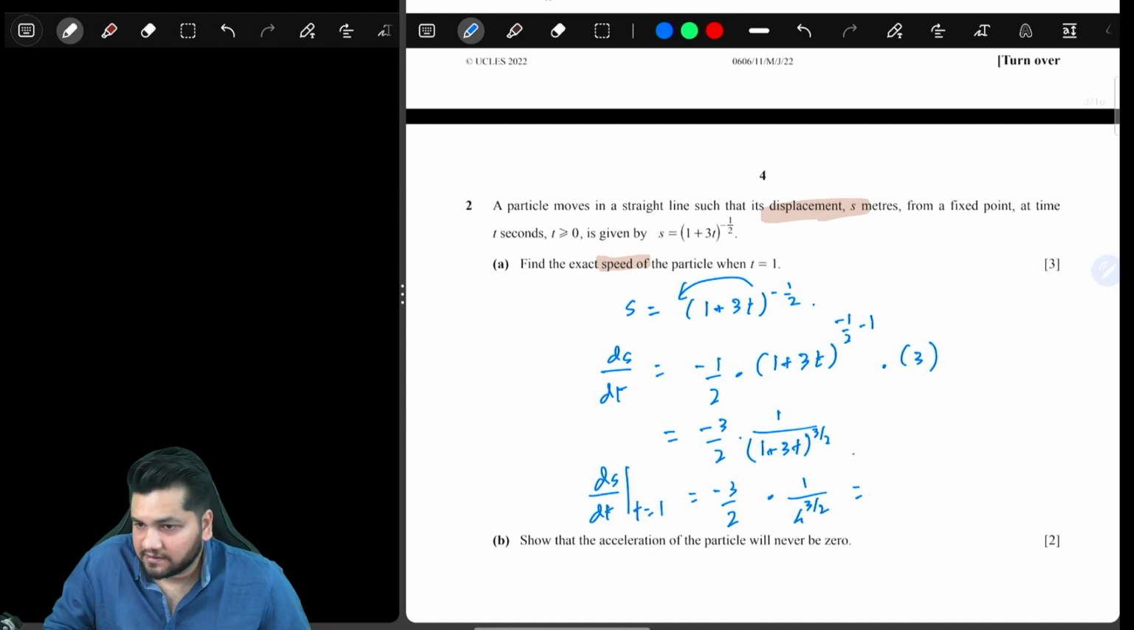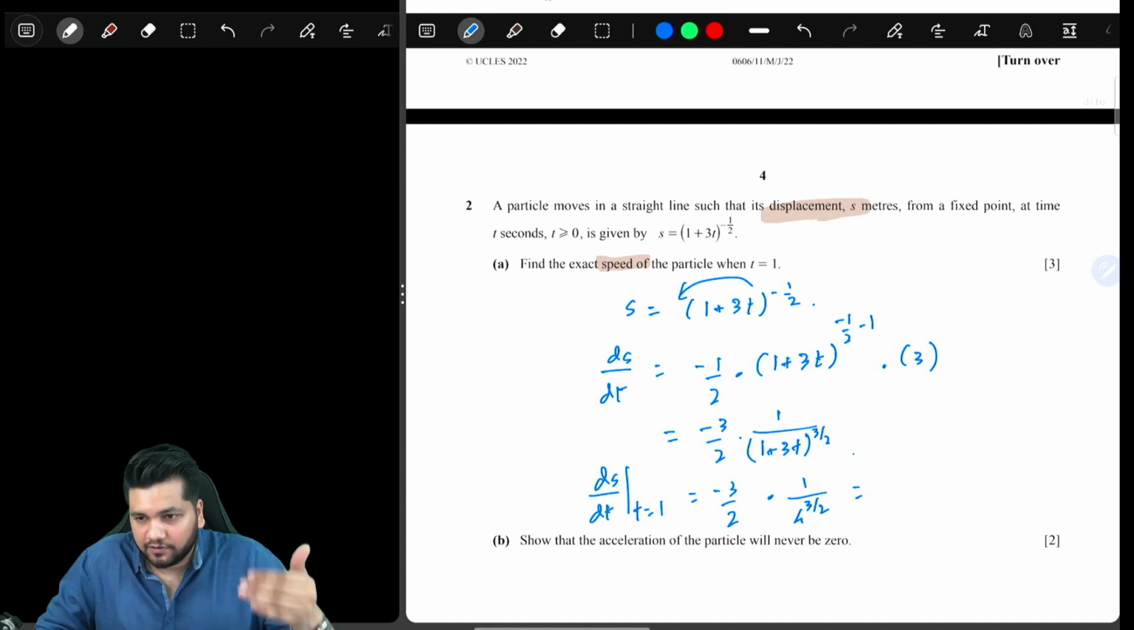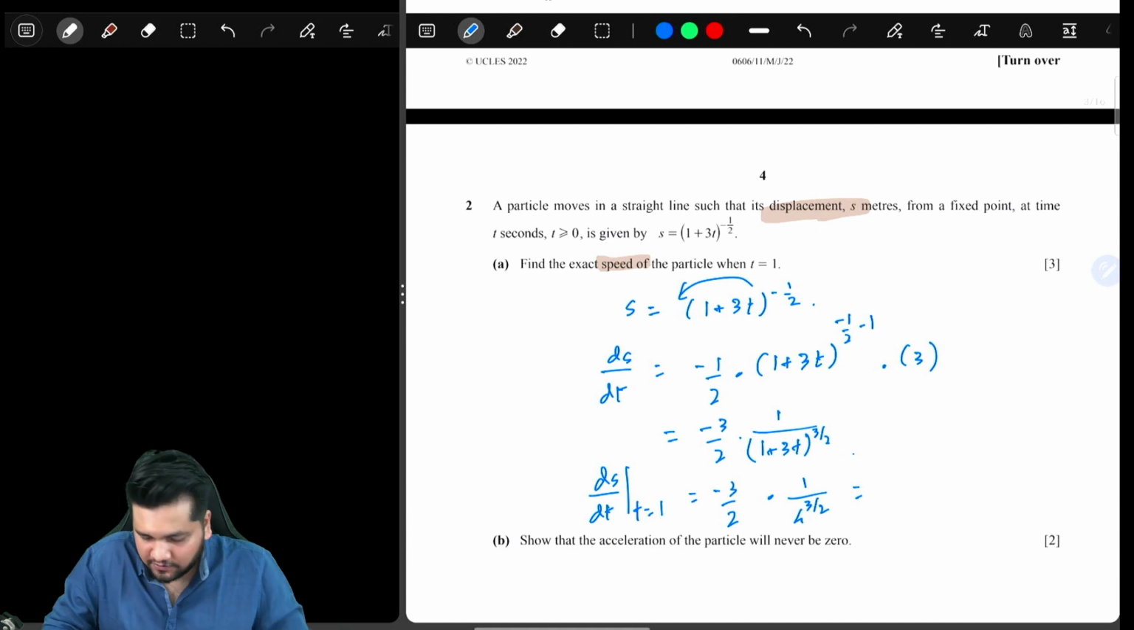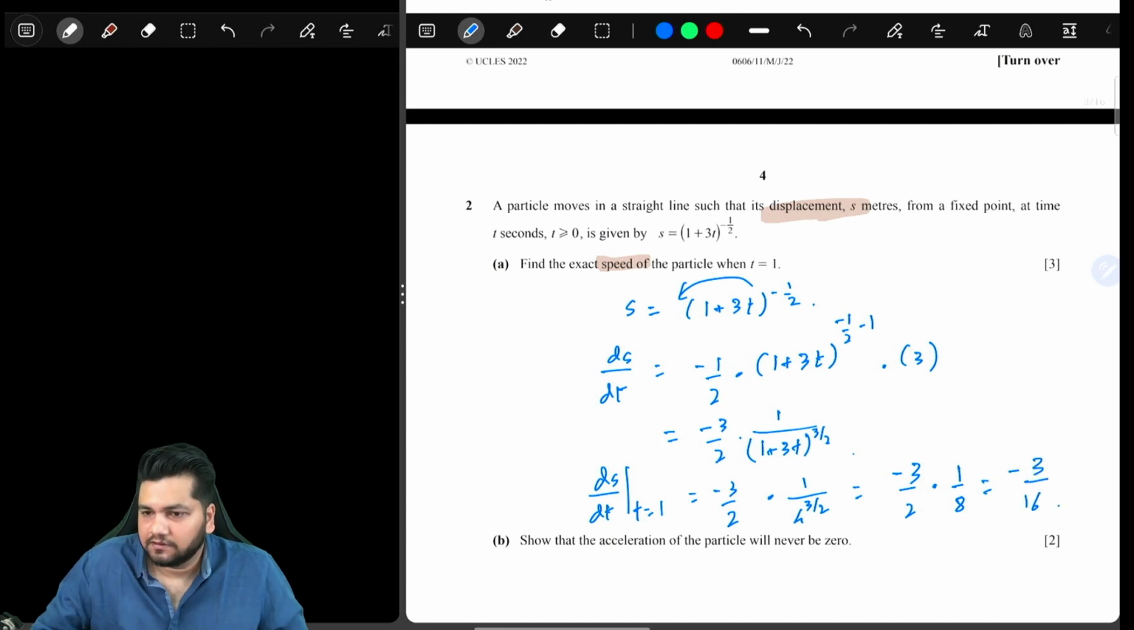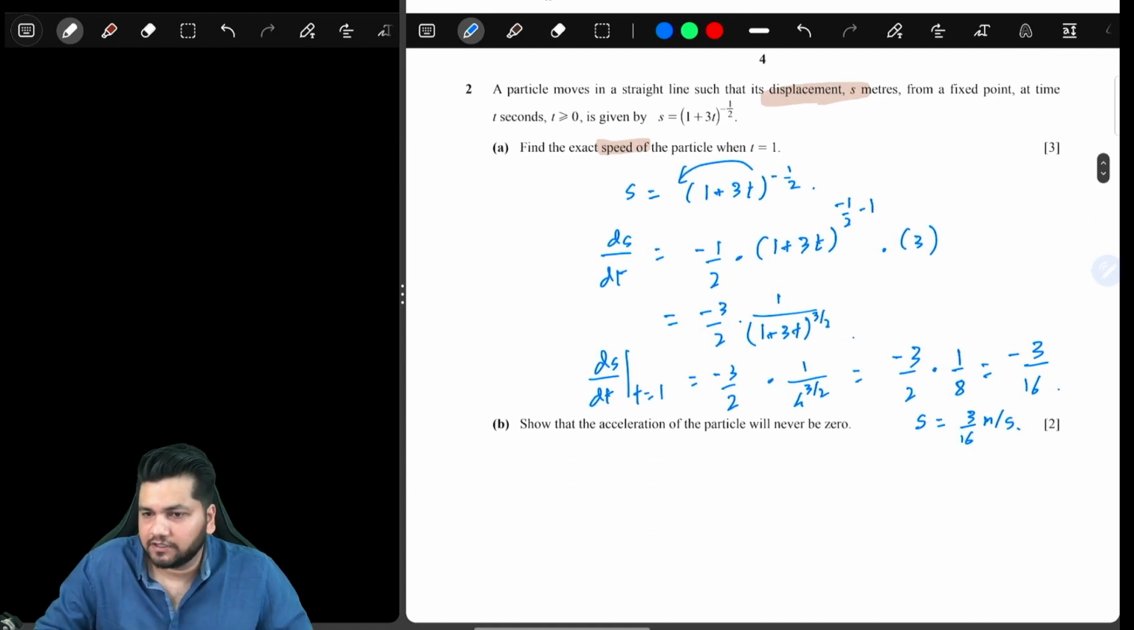Now this is all indices. So 4 to the power of 3 by 2. So it's going to be the square root of 4, which is 2, 2 to the power of 3, 8. So it's going to be minus 3 by 2 into 1 by 8. So it's going to be minus 3 by 16. That's your speed. Now, of course, since it is speed, it has to be 3 by 16. Obviously, we'll have to consider the modulus. So speed overall is going to be 3 by 16 meters per second. So that's your answer.